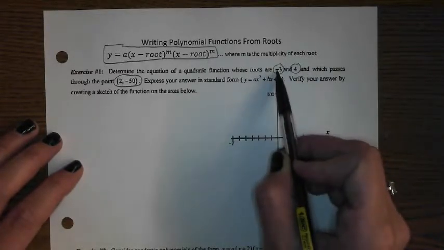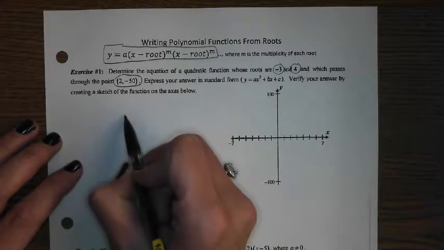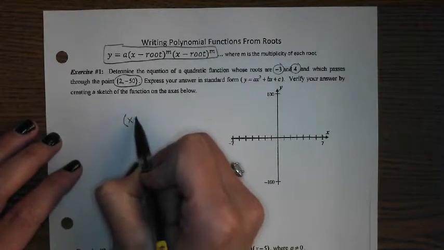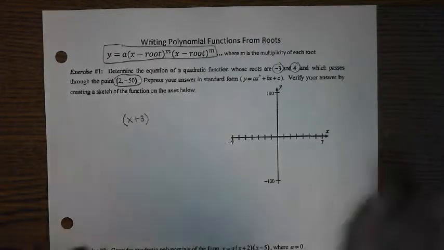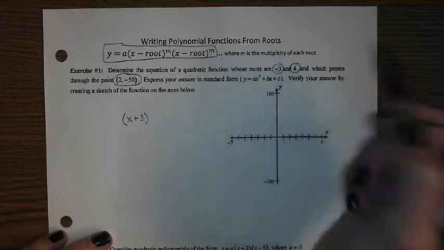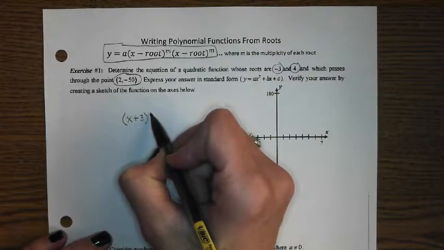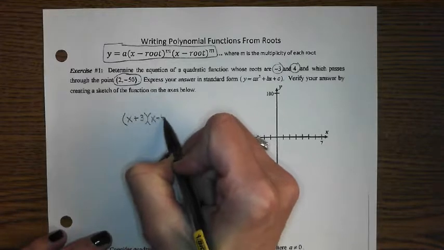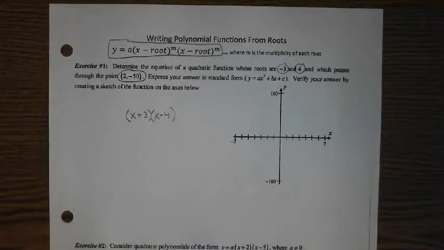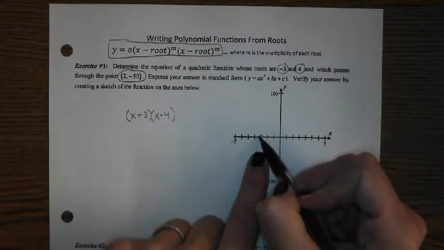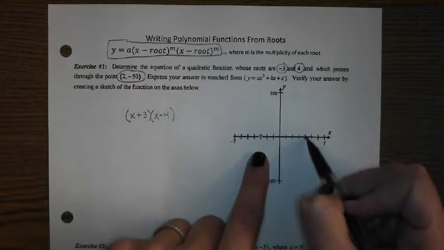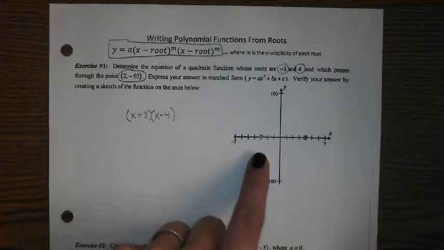If the root is -3, what's the factor? X plus 3. Bo doesn't miss a beat. If the root is -3, the factor is x plus 3. And if the root is 4, what's the factor, Kaylee? Good. Now, if you sketch a graph, there's your root at -3. There's your root at 4.